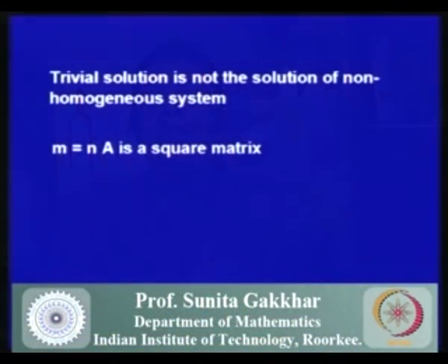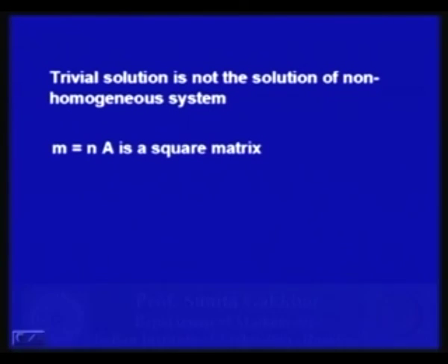Now, the trivial solution is not a solution of a non-homogeneous system. This is obvious because a non-homogeneous system will have at least one equation having a non-zero entry on the right hand side. So, that particular equation will not be satisfied by a trivial solution. Now, a non-homogeneous system may also have no solution. So, now we will consider a special case where the number of unknowns and the number of equations are equal. So, in that case the coefficient matrix will become a square matrix.